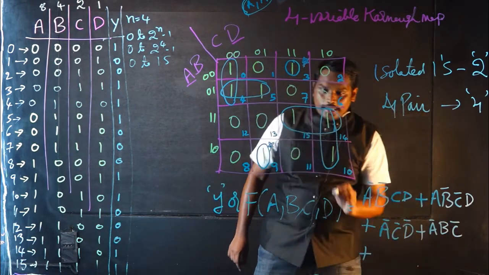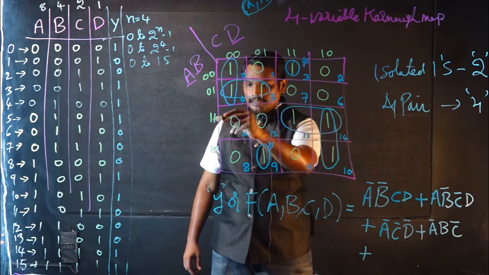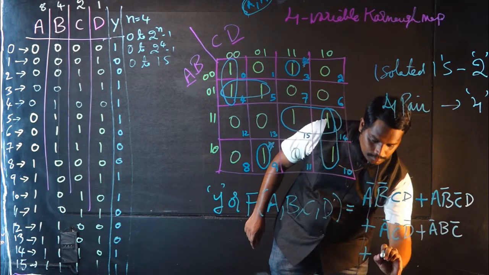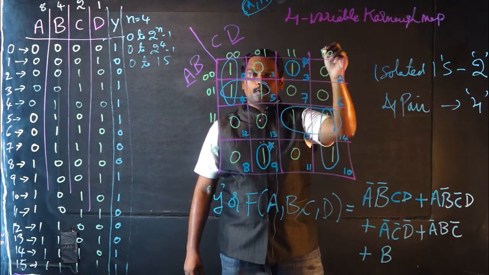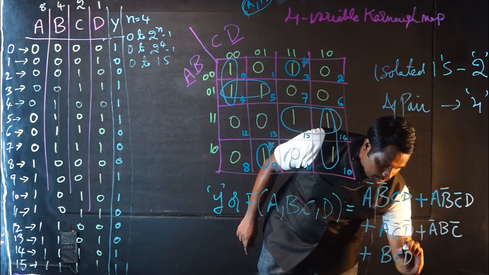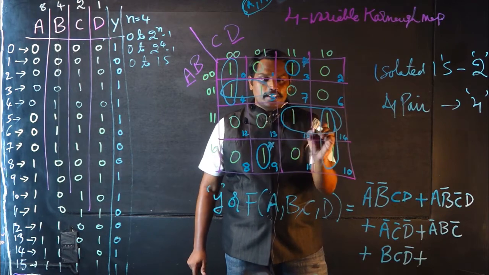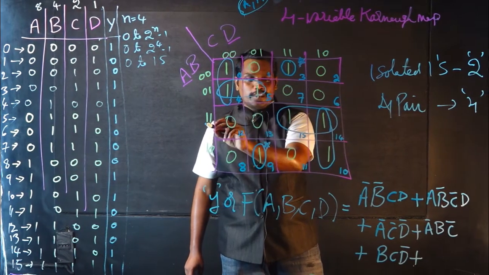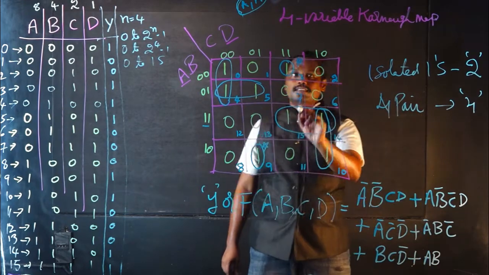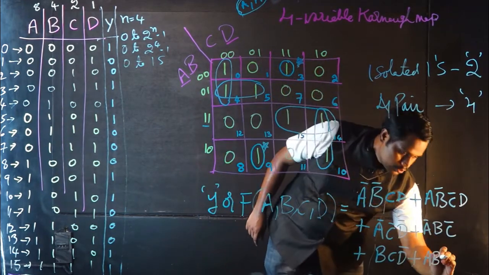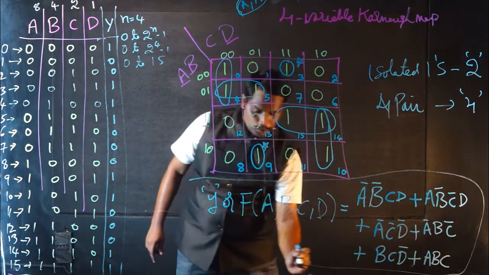Now coming to this particular pair, it has B as common, and then you can check that these two are common, that is C and D bar. And finally you have this pair, the 15th and 14th cells together, that is 1, 1. Here this is common, so it is AB followed by C, right? So this is the final expression that you derive from the given truth table.